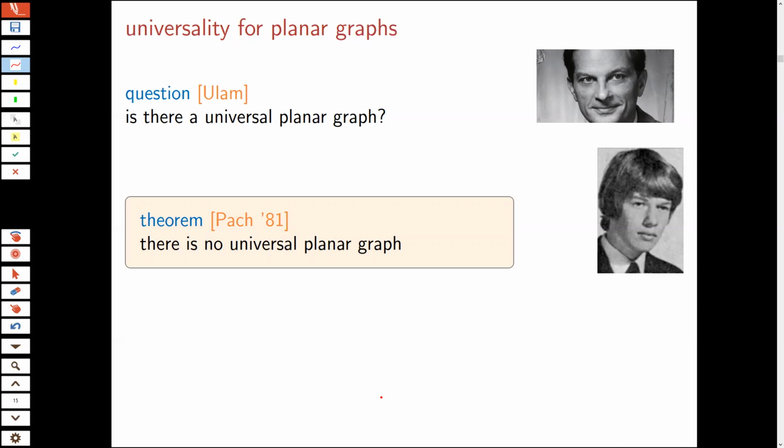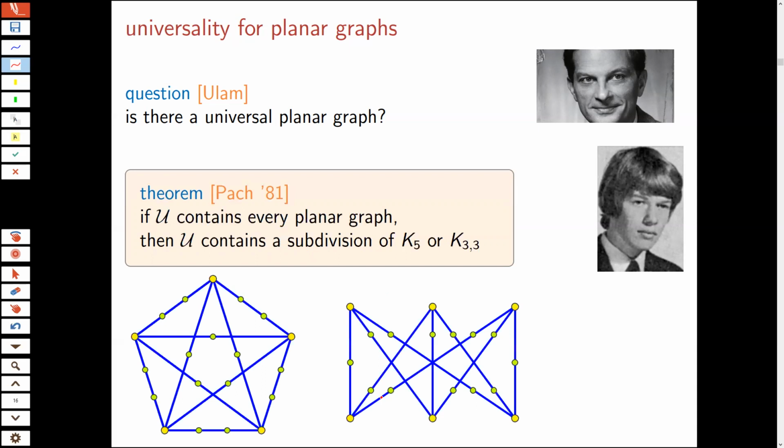It's a beautiful proof, quite a short, elegant argument, a good one to read. Now let's restate Park's theorem in light of Kuratowski's theorem. Kuratowski says a graph is planar if and only if it has no subdivision of K5 or K33.